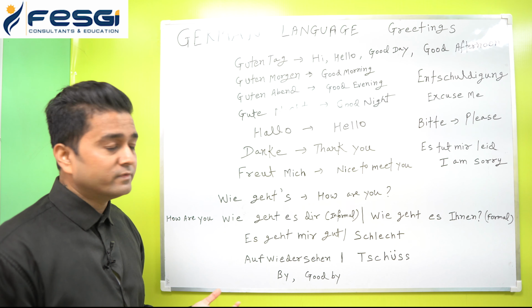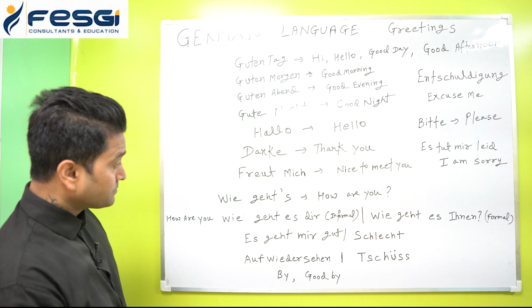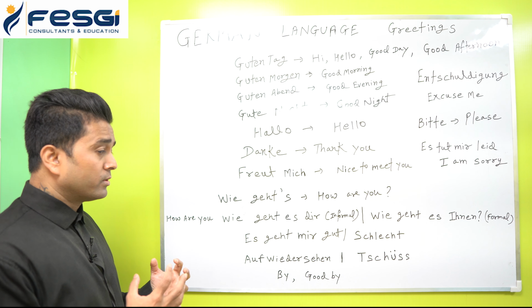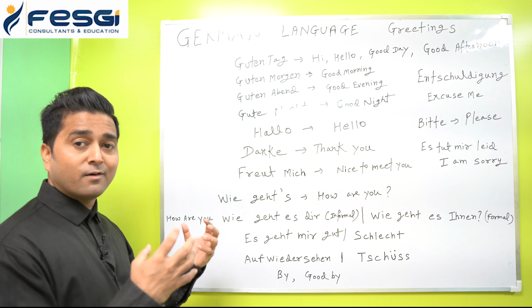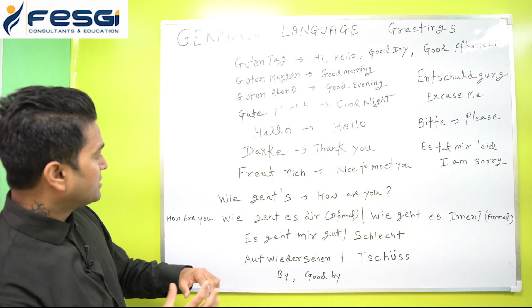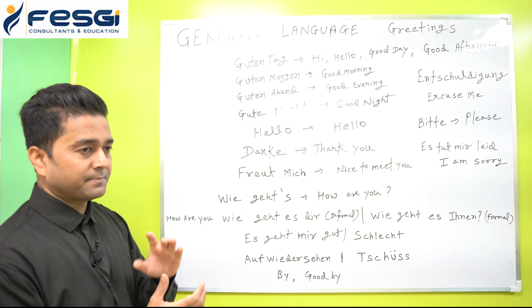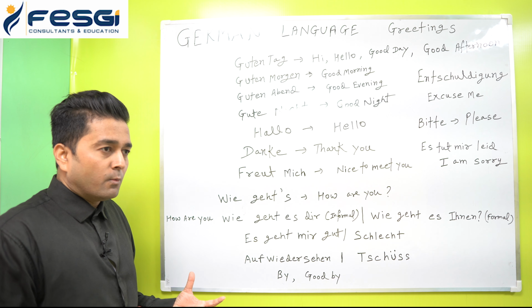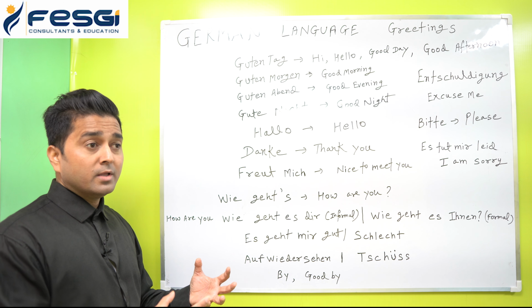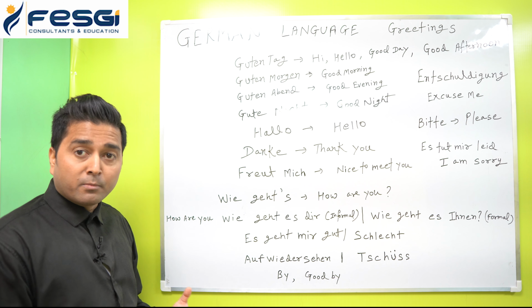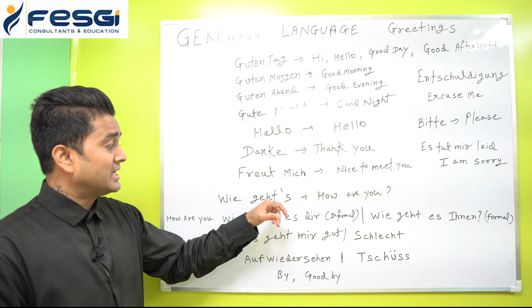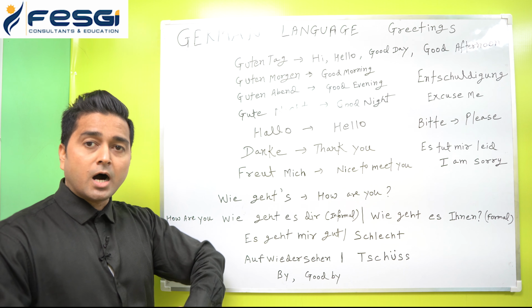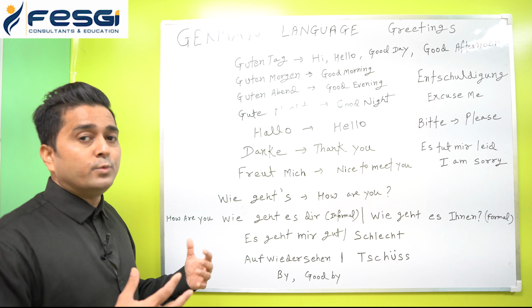But now let's talk about how we say to someone, hey, how are you? So in German we say wie geht's. It is very simple and easy way. Whenever you meet someone, you don't want to be informal or formal, then you can simply say, hey, wie geht's. That simply means how are you, wie geht's.